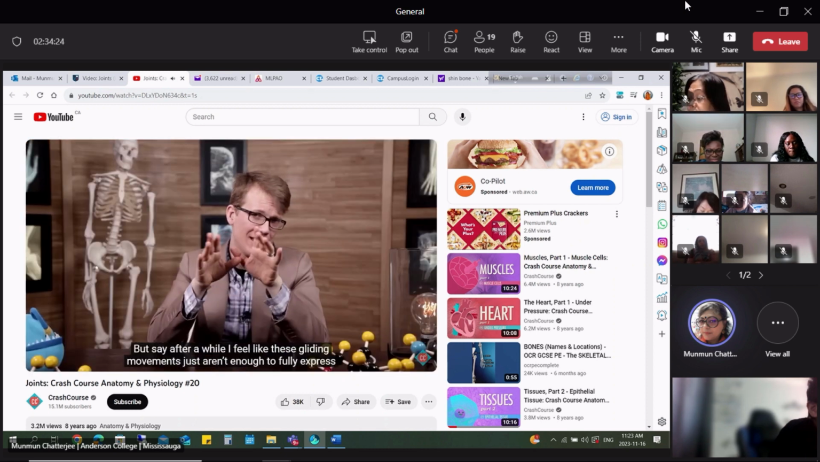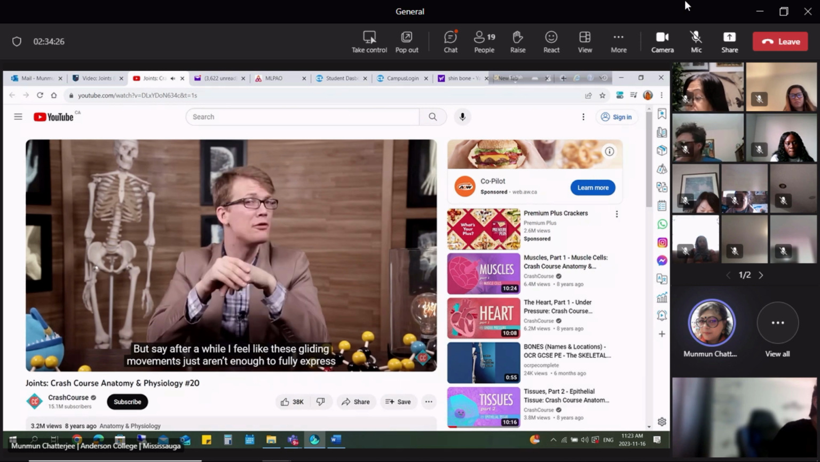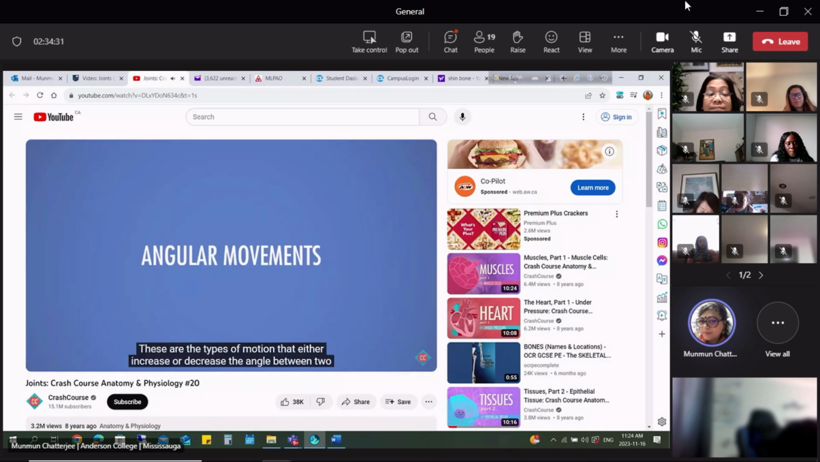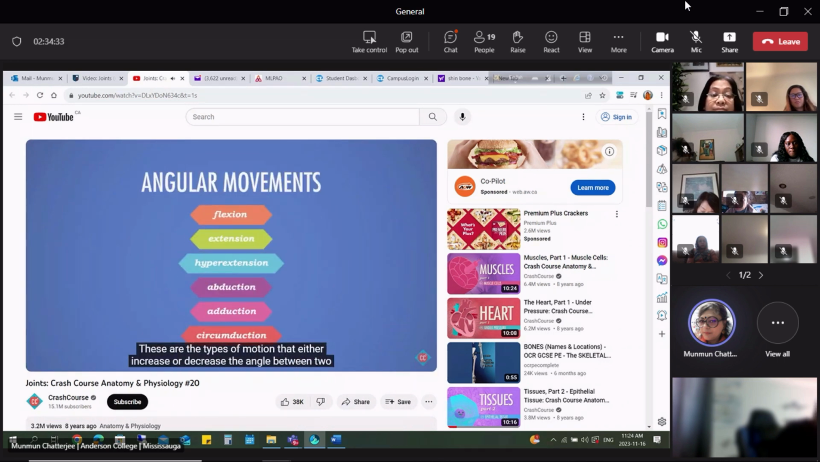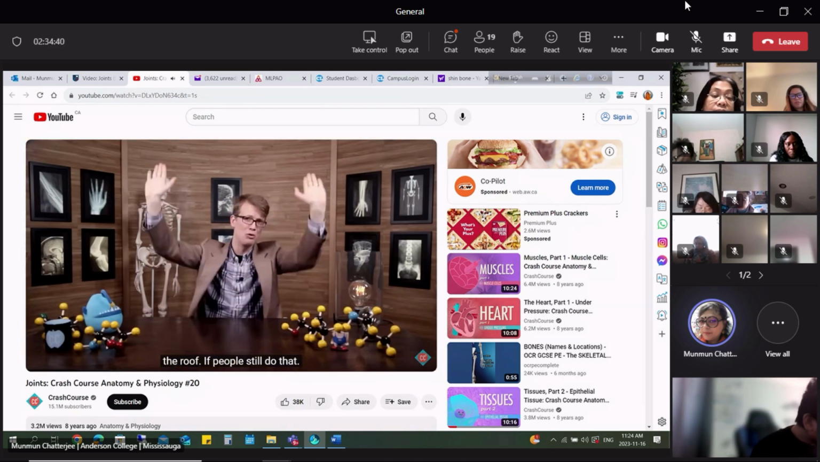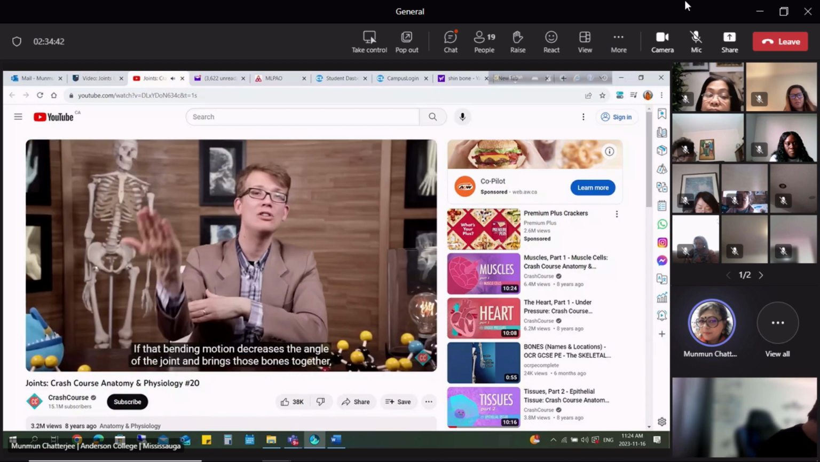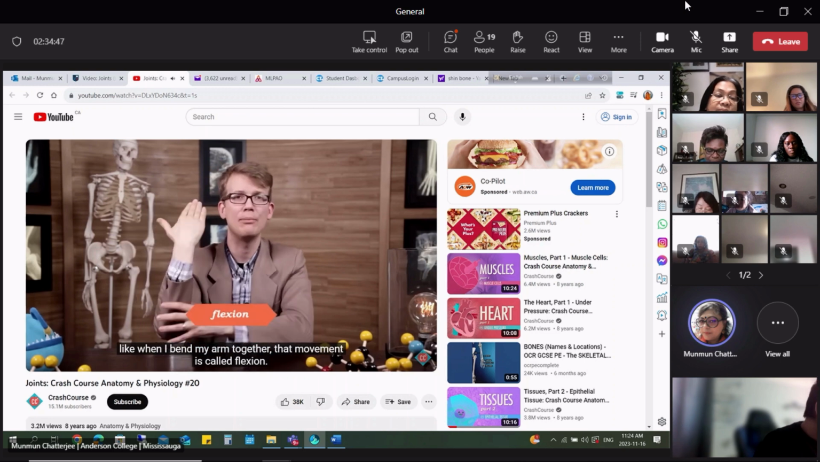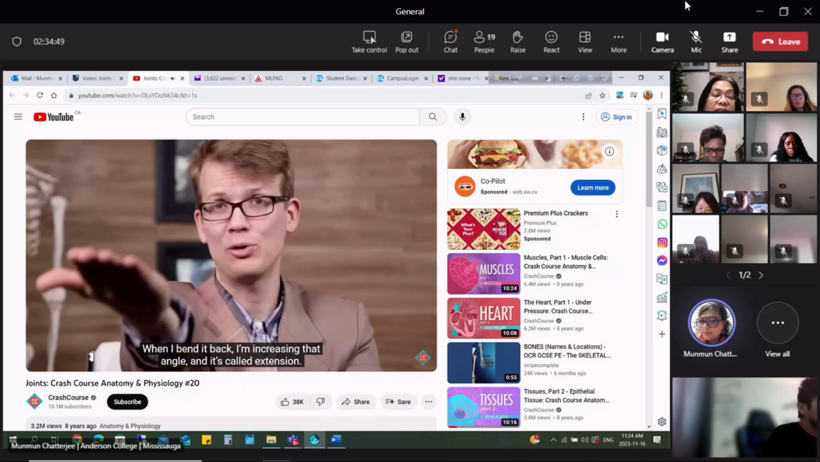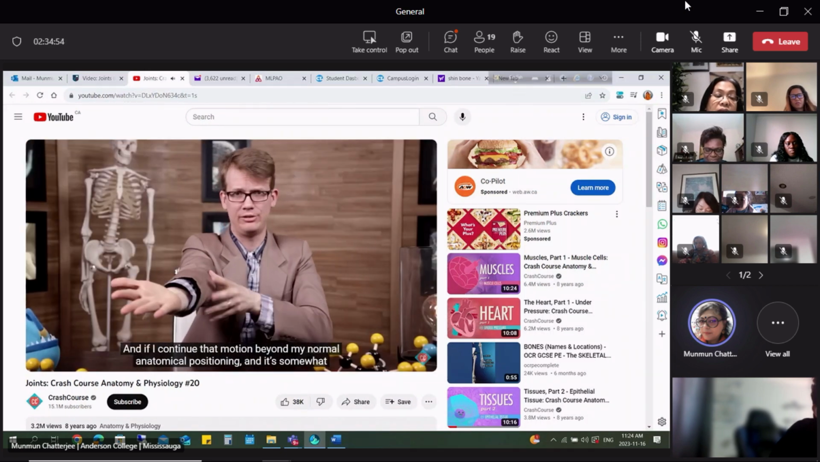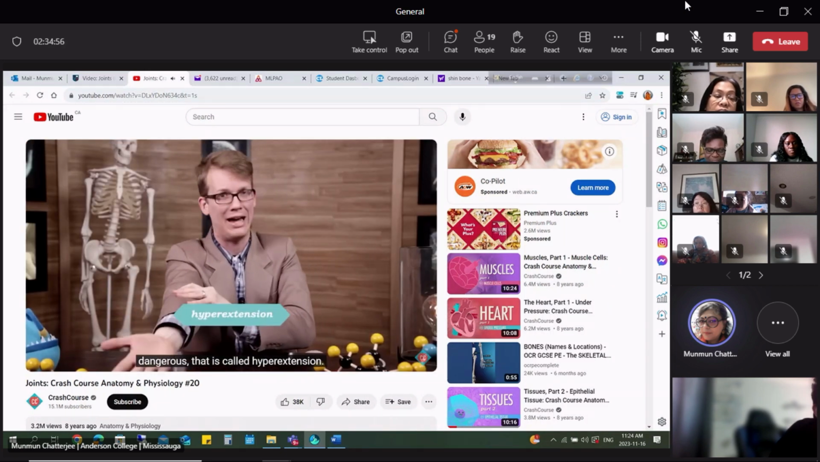But say after a while, I feel like these gliding movements just aren't enough to fully express myself. I have to enlist the more versatile angular movements. These are the types of motion that either increase or decrease the angle between 2 bones across any plane in the body. Like if I bob my head or kick my leg up or raise the roof. If people still do that. If that bending motion decreases the angle of the joint and brings those bones together, like when I bend my arm together, that movement is called flexion. When I bend it back, I'm increasing that angle, and it's called extension. And if I continue that motion beyond my normal anatomical positioning, and it's somewhat dangerous, that is called hyperextension.